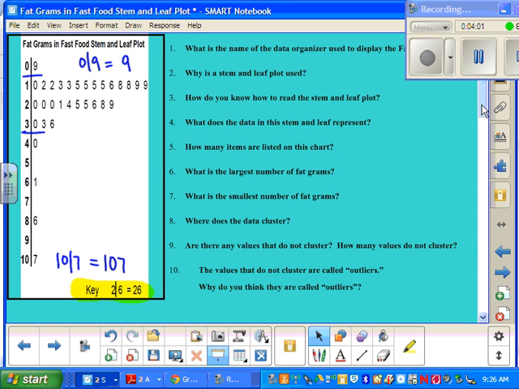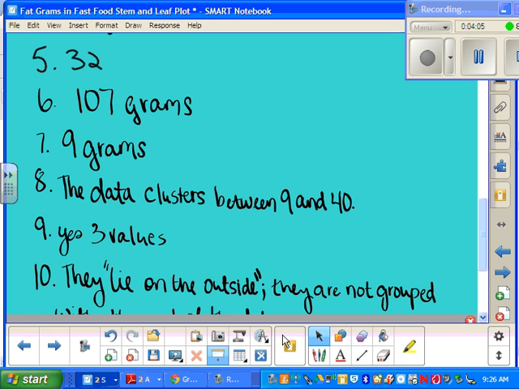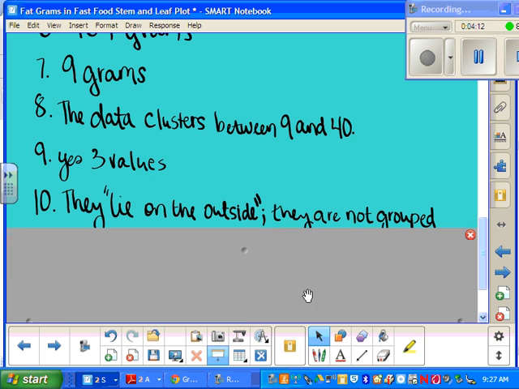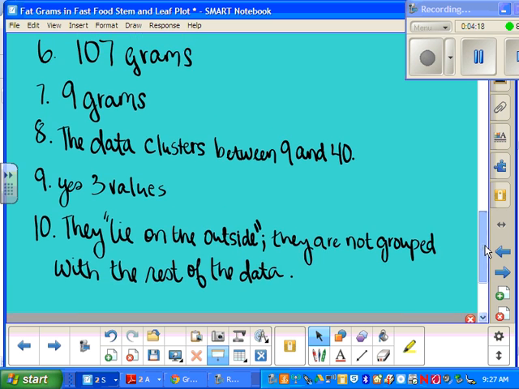Why do you think they are called outliers? That's a good question to think about. They lie outside, and they are not grouped with the rest of the data, so they're not clustered. That's why they're called outliers. They lie on the outside.